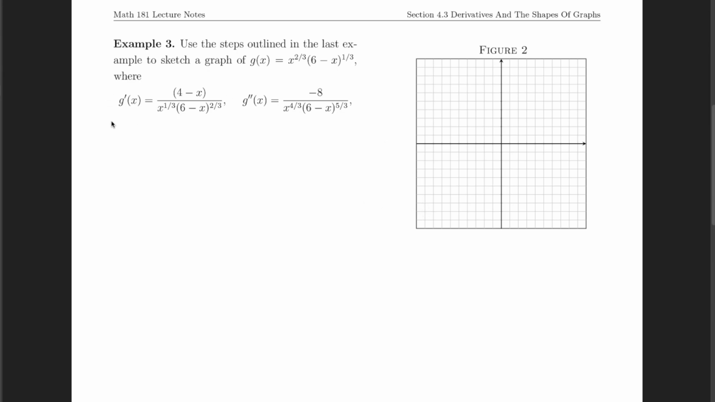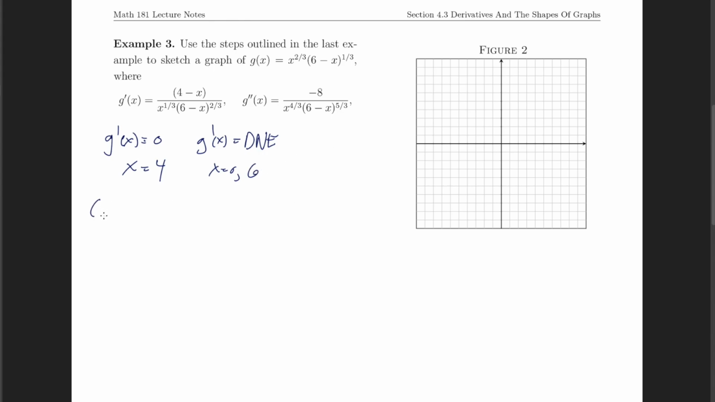All right, so the first thing we want to do is find our critical points. So here, we're going to set g prime of x equal to 0. Well, where is this equal to 0? This is equal to 0 when the top part is 0. So that's when x is equal to 4. When x equals 4, this is 0. We also want to know when g prime of x does not exist. And where is that true? Well, that's true when the bottom part is 0. And that's when x is equal to 0 and 6.